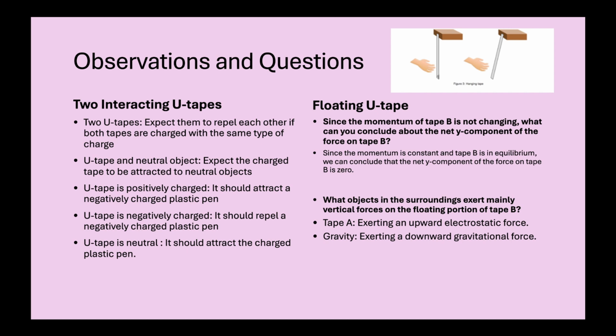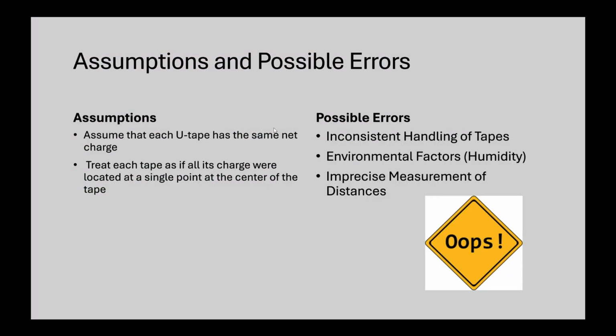For the floating U-tape, when the momentum of tape B isn't changing, we can conclude that the net force is 0 due to Newton's law. And the vertical forces on tape B should only be the electric force from tape A and the gravitational force on tape B. Some assumptions that we made are that both U-tapes have the same net charge due to them being on the same roll of tape.